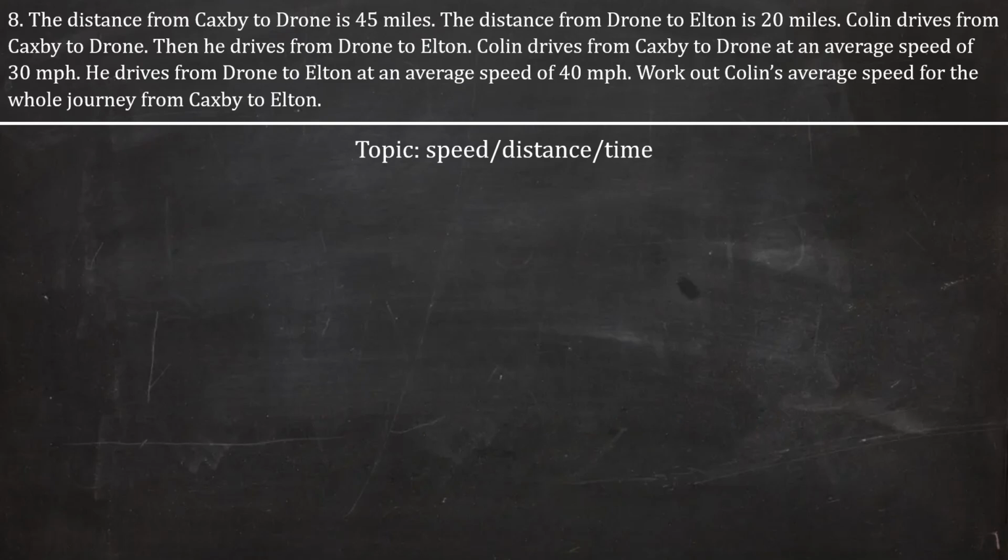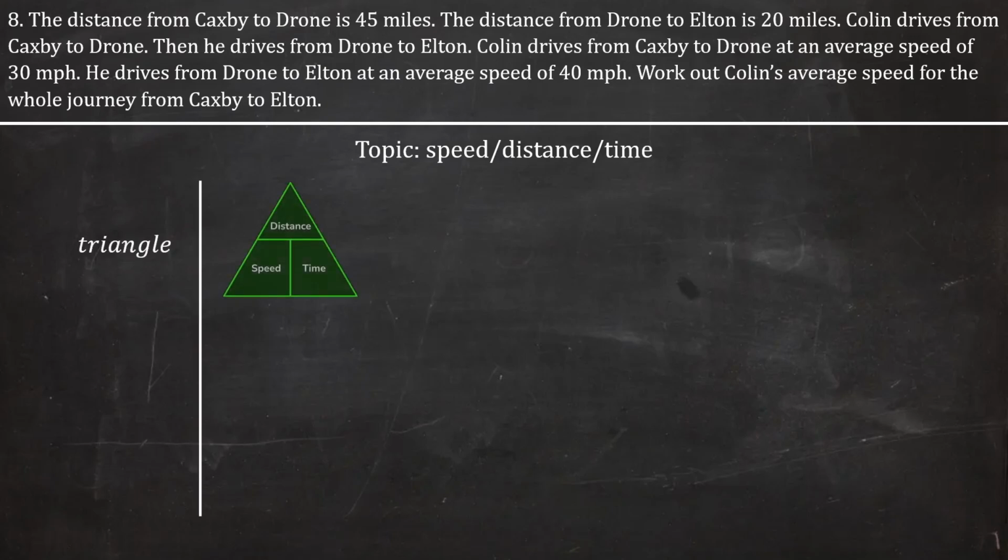Question 8, a speed, distance, time question. Now, on those questions where you have 2 different types of journeys, please remember that you cannot just add speeds or find average speed. You need to find total distance and total time. So it takes a little bit of legwork. So, let's get the formula triangle here first to make things easier.